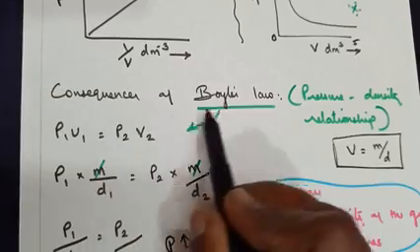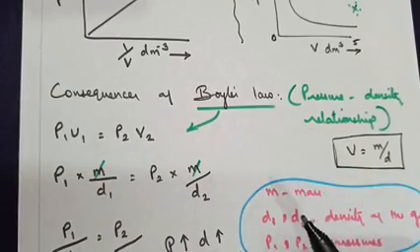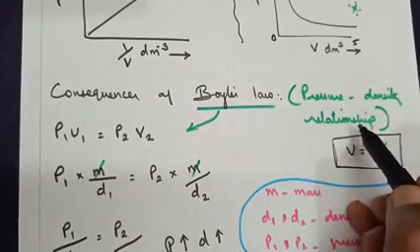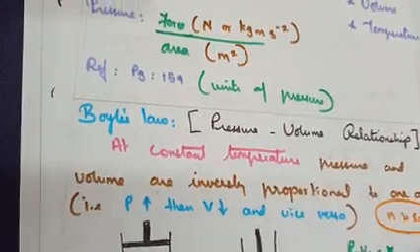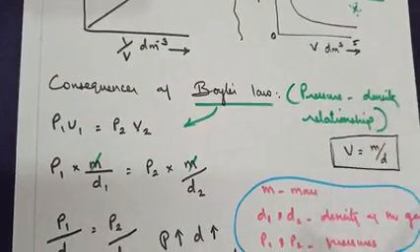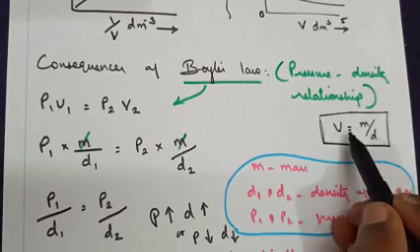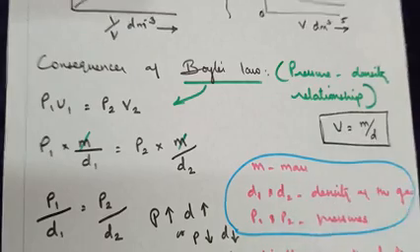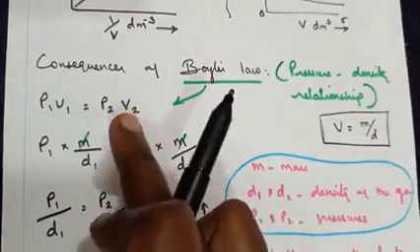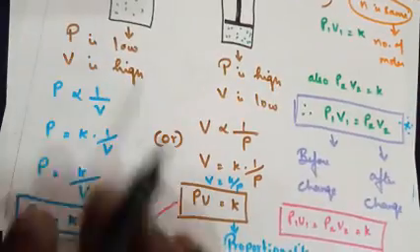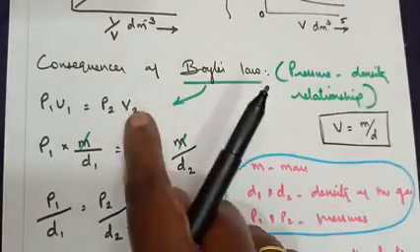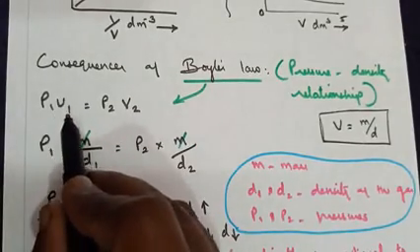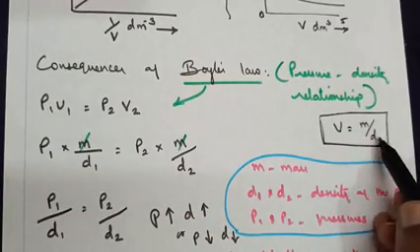Moving on to consequences of Boyle's law, that is the pressure-density relationship. First we were talking about the pressure and volume relationship. Now in terms of volume, we are talking about density. As you know, volume is equal to mass by density. So substituting this value into the formula which we have arrived at, P1 V1 is equal to P2 V2, in terms of V1 you write M1 and D1.